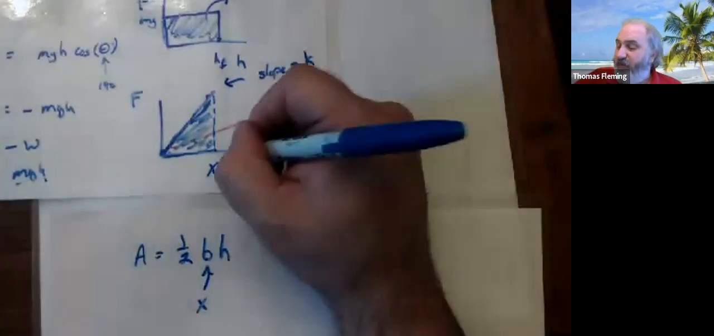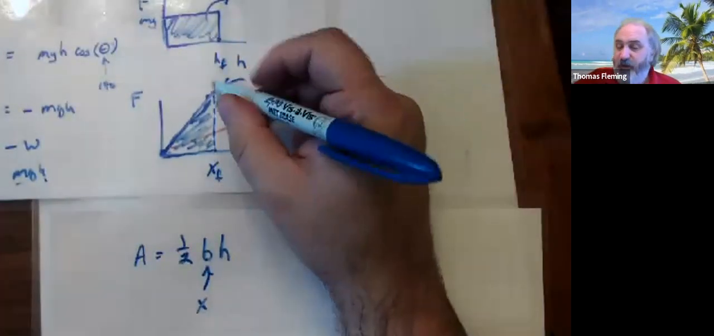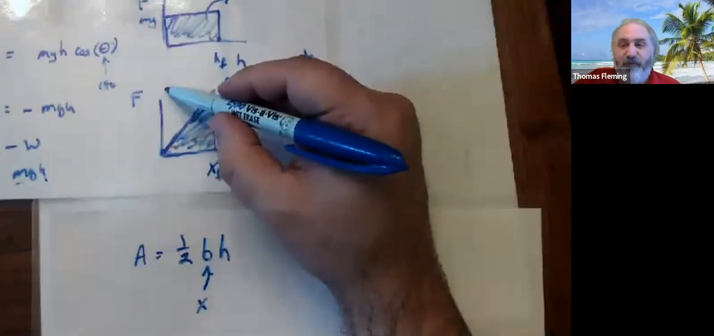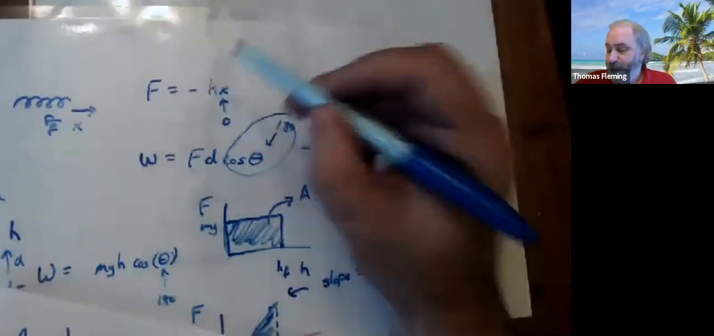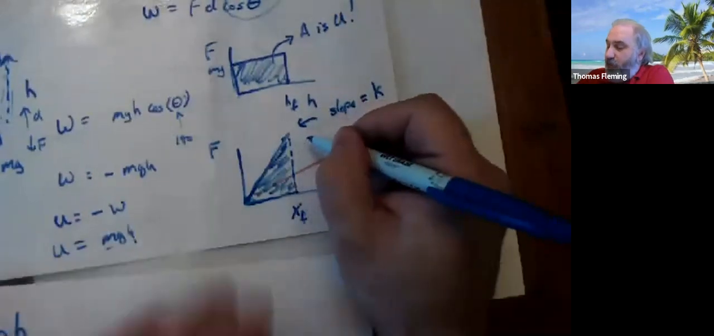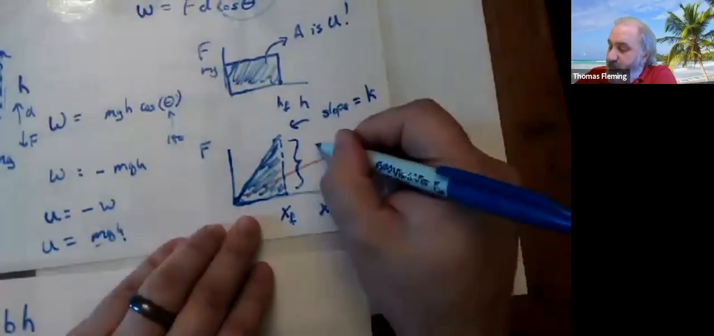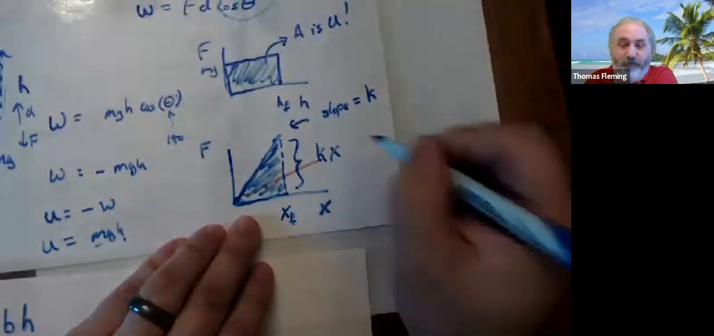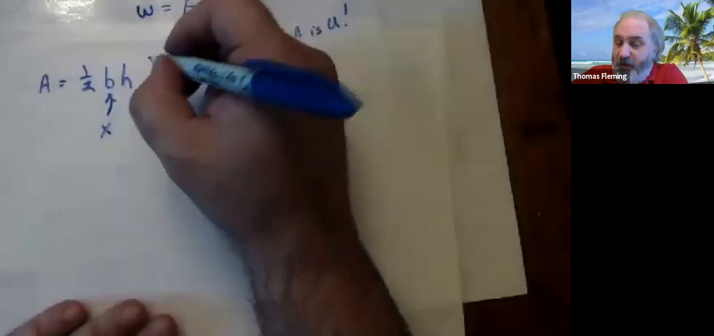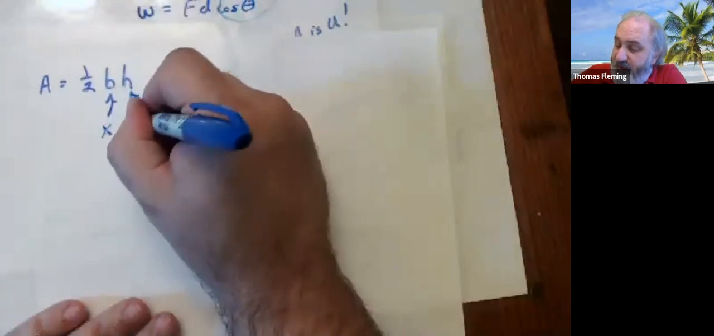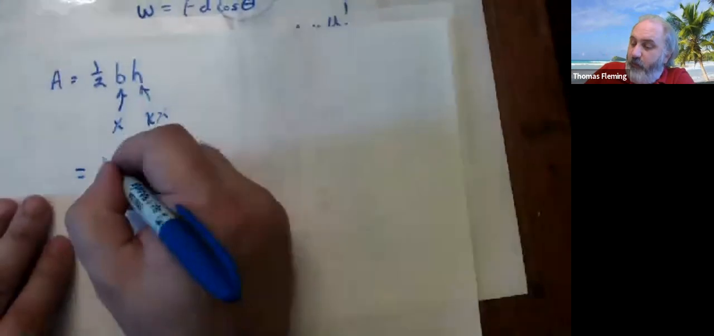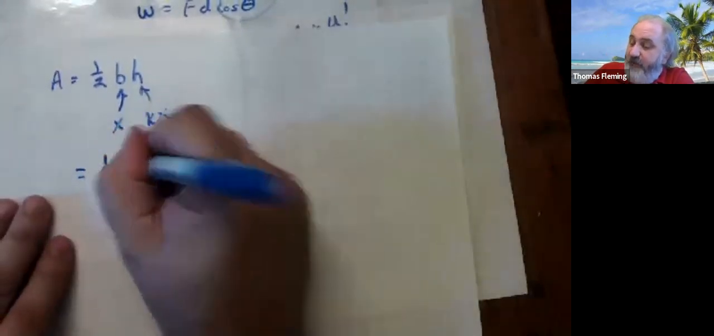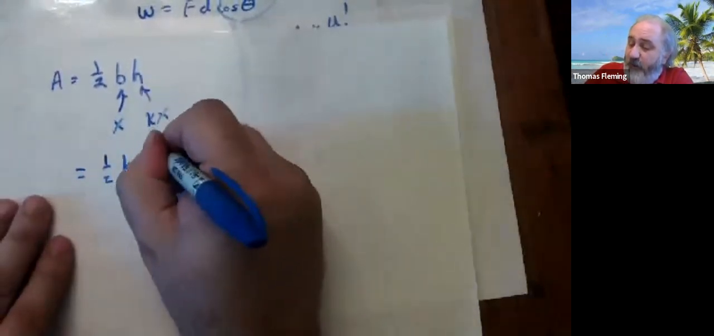Now, what about the height? Well, the height of this triangle is whatever my force is at the very, very end. And my force at the very end is going to be whatever my x is times whatever k is. So the height of this triangle is going to be k times x final. So now I can replace that with k times x final. And when you work that out, you're going to get 1/2 times k times x squared.